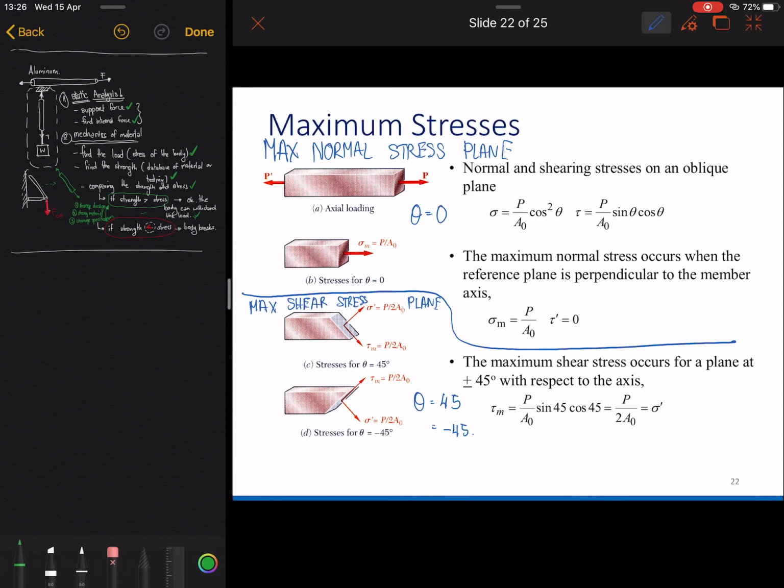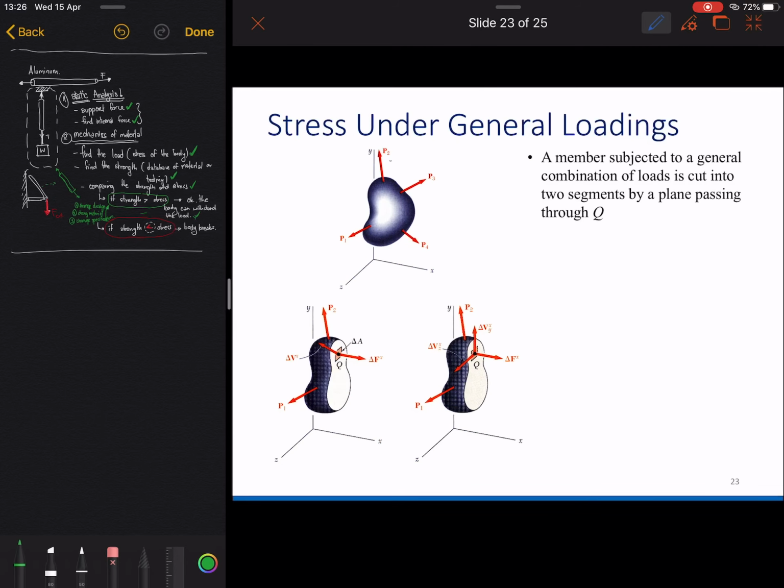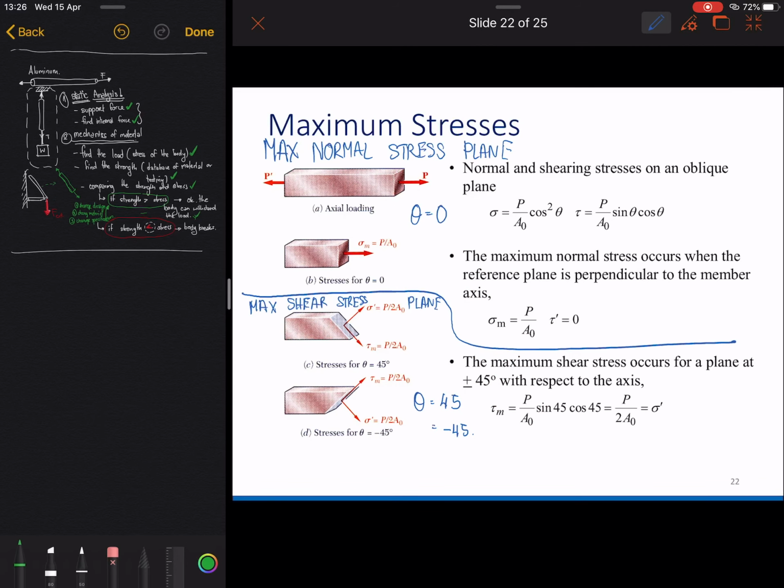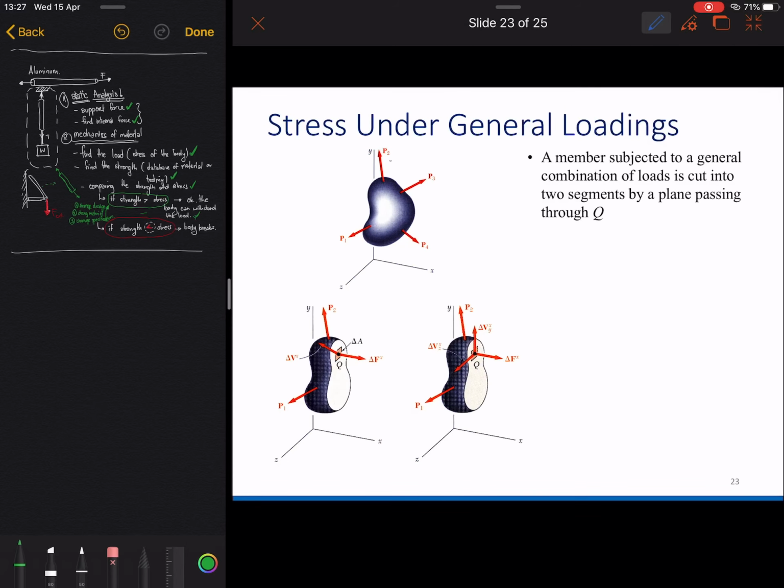So please be careful, because some materials have less shear strength than normal strength. It means sometimes even though the shear stress is lower than the normal stress, some materials tend to break by shear stress more than by normal stress, for example. Okay, so the stress under general loadings.